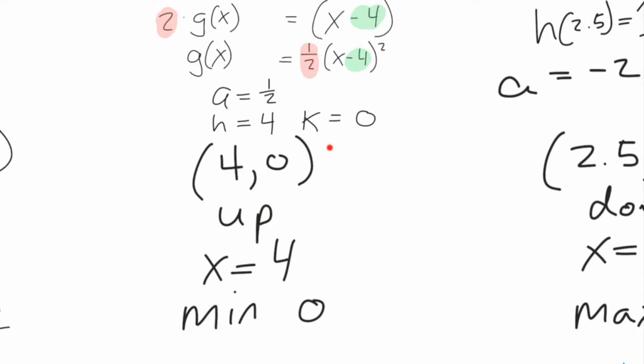It's going to open upward because a, 1/2, is positive, and it's going to have a line of symmetry at x equals 4. That's where the vertex is. And the minimum value, because it's a U, it opens upward. We're going to have a minimum value, and it's going to be at the vertex of 0.